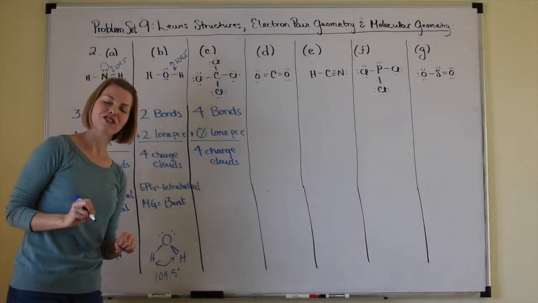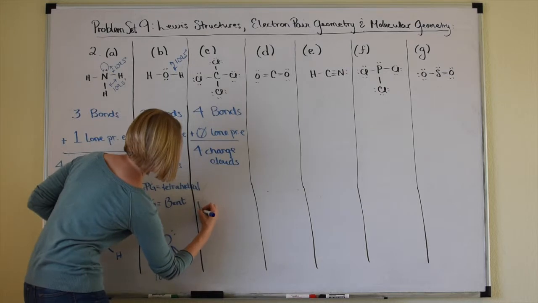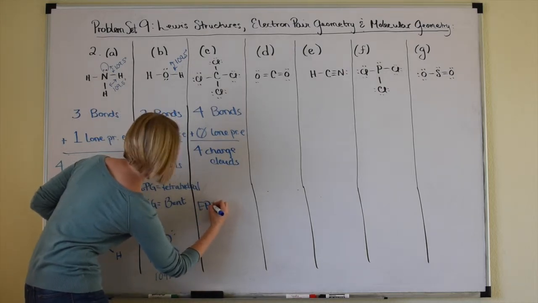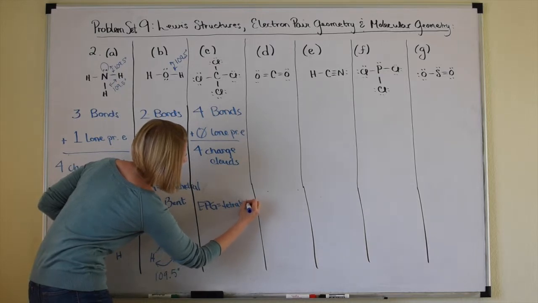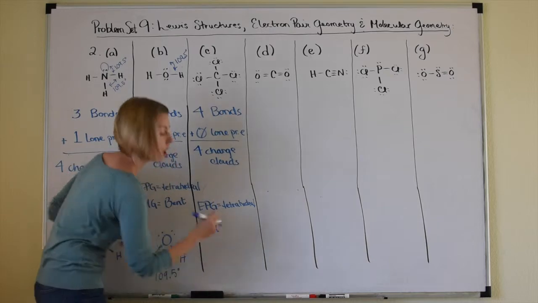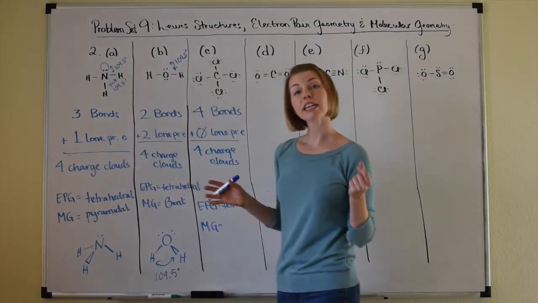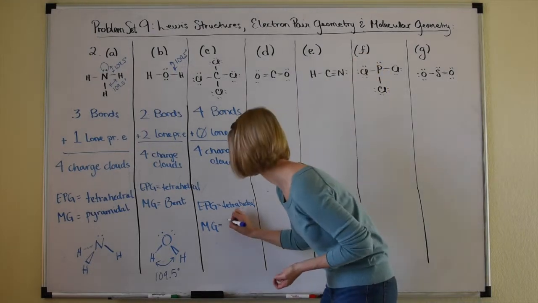which makes our electron pair geometry once again tetrahedral. Let's write it down here. EPG, electron pair geometry, tetrahedral. And because there are no lone pairs, the molecular geometry is also tetrahedral.